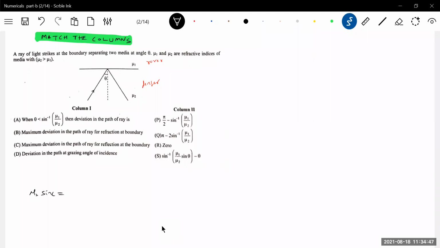Mu2 sine C is equal to mu1 sine of 90 degrees. Sine C equals mu1 by mu2, where C is equal to sine inverse of mu1 by mu2. Very simple. Just the idea of TIR is what we are analyzing. Nothing big is there.